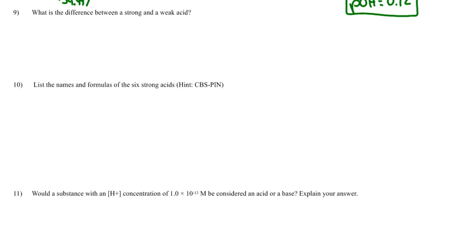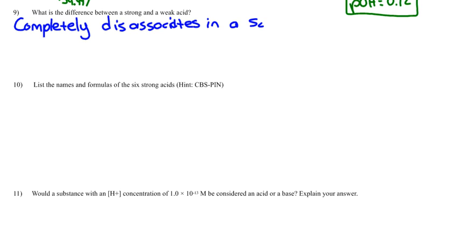All right, number 9. What is the difference between a strong and a weak acid? So the question that we have to ask is, what's the difference? What's the thing that changes between a strong and a weak acid? It's actually pretty easy. There's one way of saying it, is that a strong acid completely dissociates in a solution.